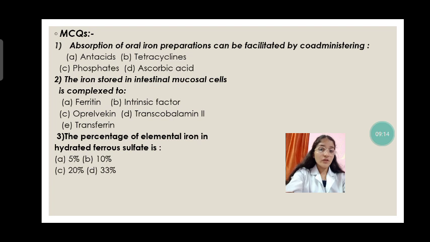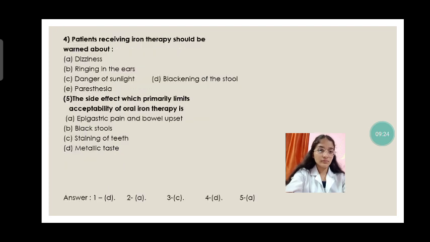Third, the percentage of elemental iron in hydrated ferrous sulfate is: 5%, 10%, 20% or 33%. So the answer is 20%. Now fourth, a patient receiving iron therapy should be warned about: dizziness, ringing in ears, danger of sunlight, blackening of the stool or paresthesia. So the answer is blackening of the stool.